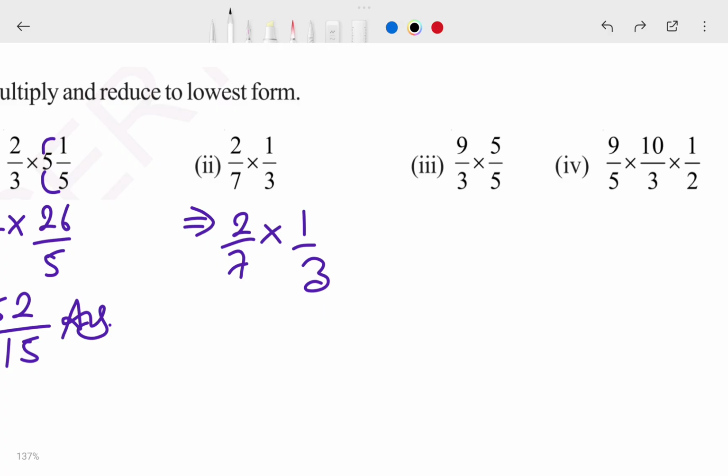So what we have to do is multiply. So we multiply 2 into 1, that's 2. 7 into 3, that is going to be 21. So this is our final answer.